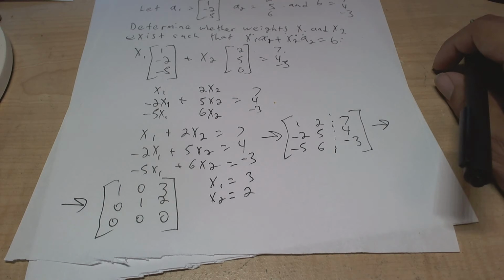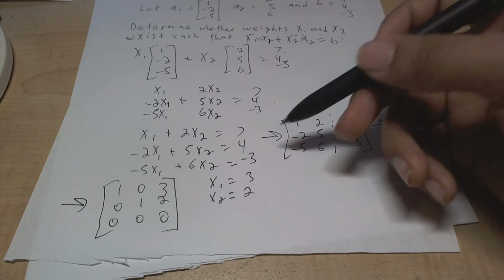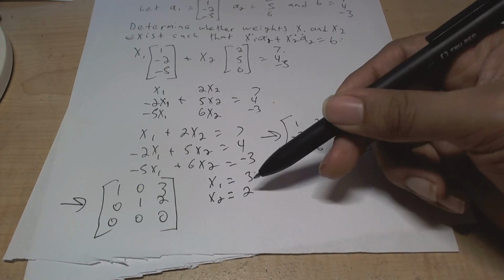Because we were able to find a solution, we find that B is indeed a linear combination of A sub 1 and A sub 2 with weights x sub 1 equals 3 and x sub 2 equals 2.